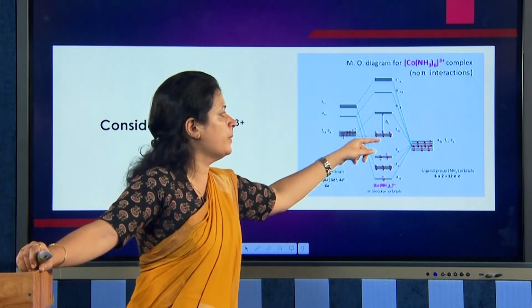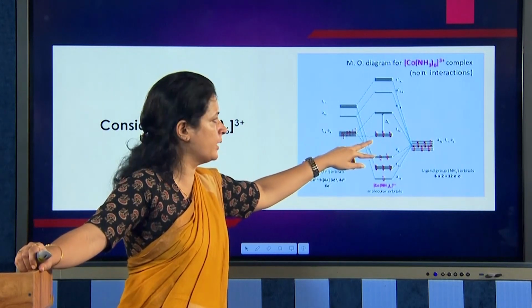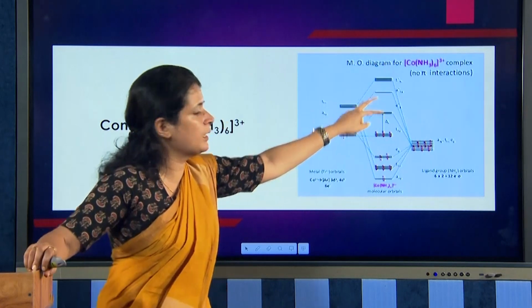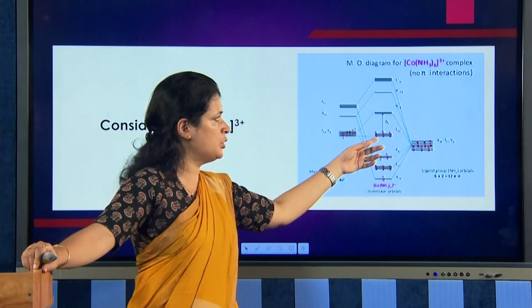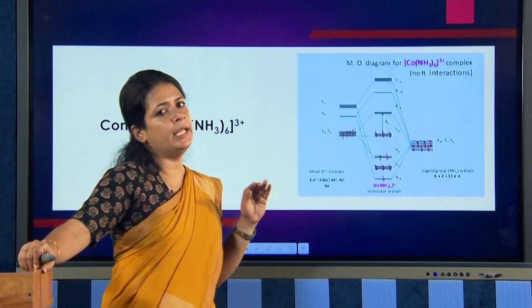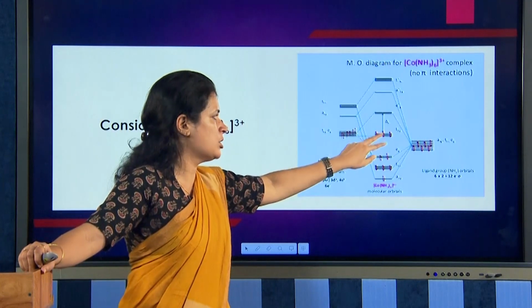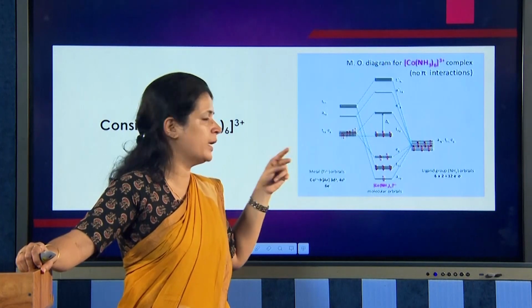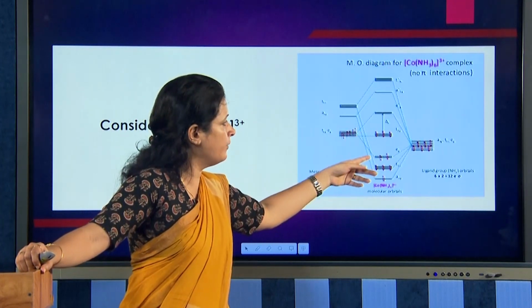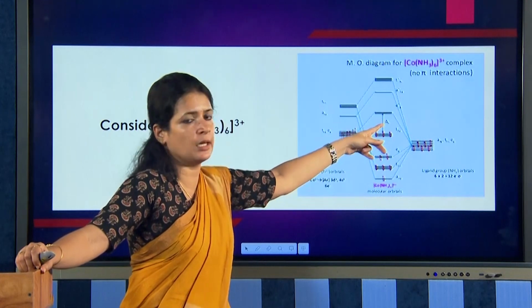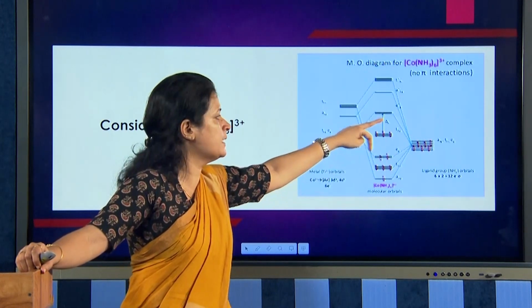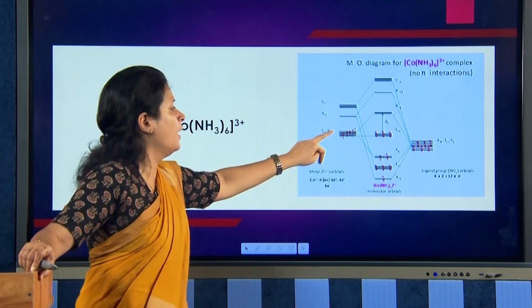The T2G orbitals remain as non-bonding, since we are not considering the pi interactions. These T2G orbitals are involved only in pi interactions or pi bonding, so they will remain as such. The rest are the 2 EG orbitals, so we have the EG and EG star. EG means the bonding, EG star means the anti-bonding.